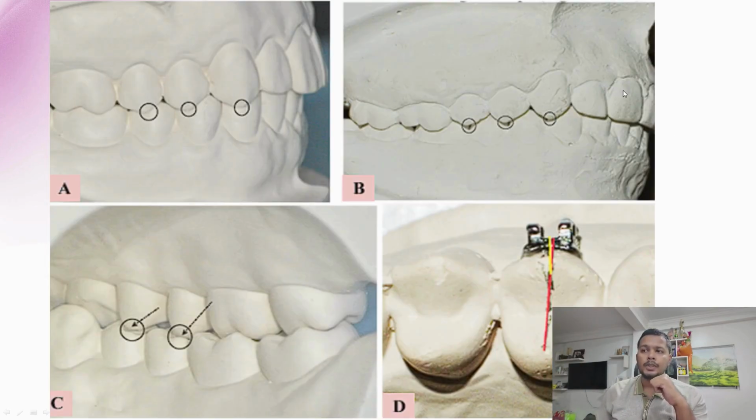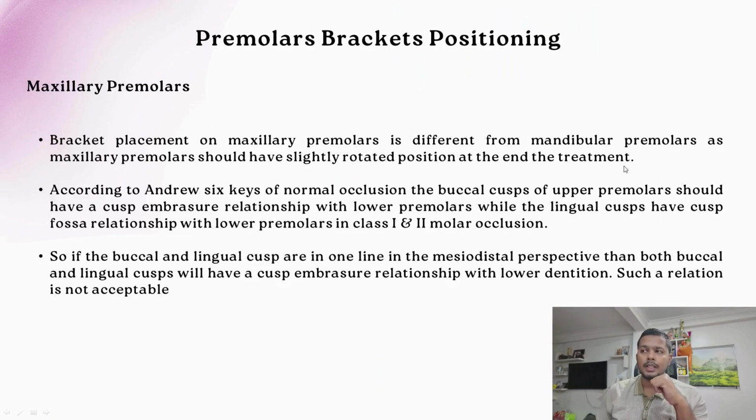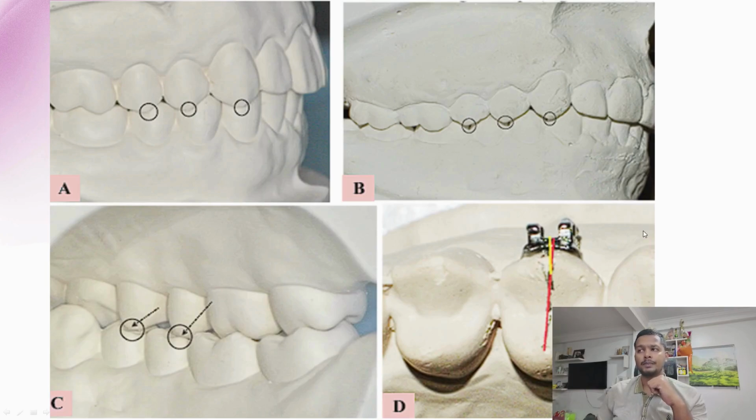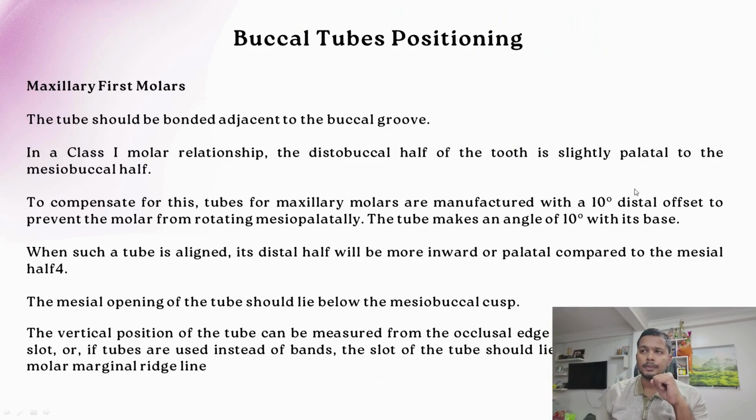Okay, so these facts are about this picture, about the cusp and fossa relationship of the upper premolars and lower premolars, and the cuspal and fossa relationship of the upper premolars to the lower embrasures. Okay, so we'll go to the next slide.